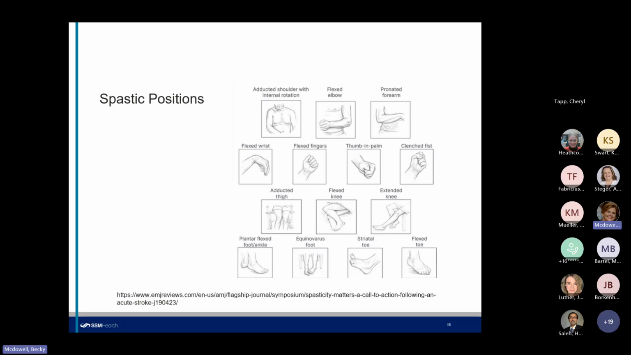In the lower legs, we often see the hips adducted together and the knees flexed. Sometimes we also see the knee extended. We see plantar flexion of the ankle, equinovarus deformities, as well as toe hyperextension and flexion as well.